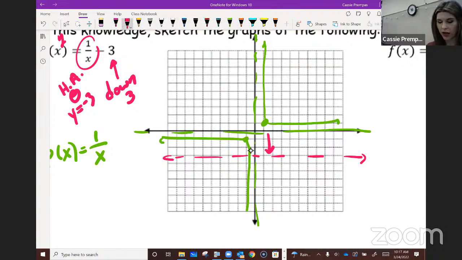What's going to happen to the vertical asymptote if it shifts down? Is it going to move at all?